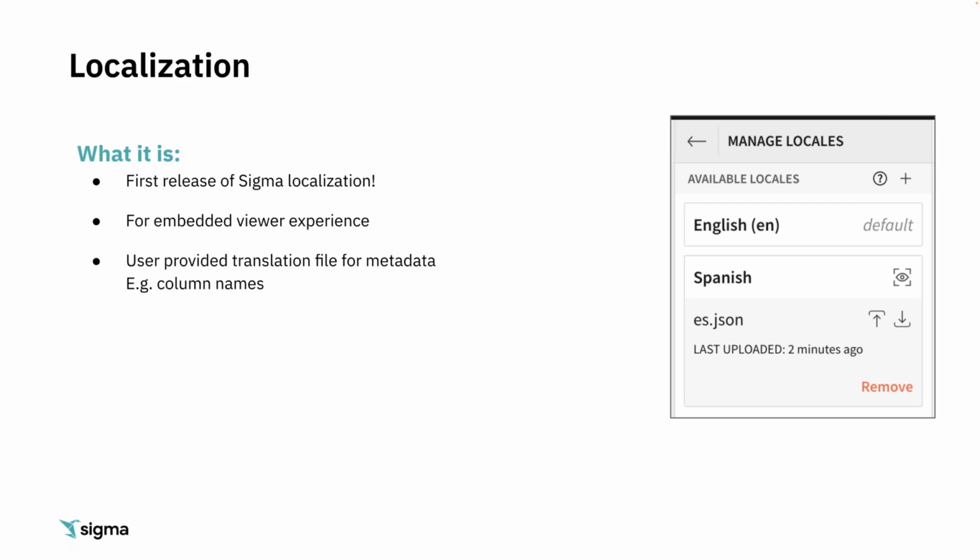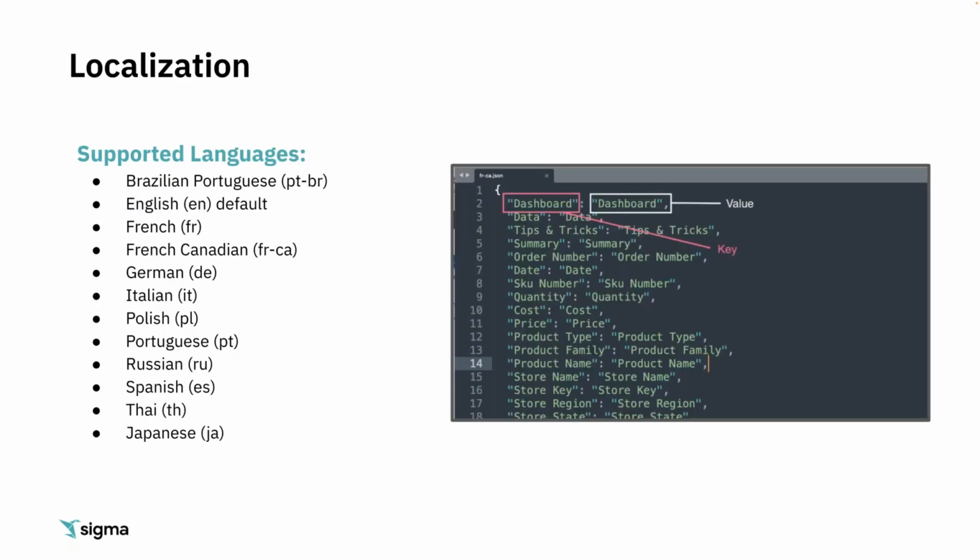So it's not going to translate the actual data, but it will translate any metadata, and then Sigma translations will also be provided. So the benefit of this is it allows you to deploy an embedded workbook to different language regions.